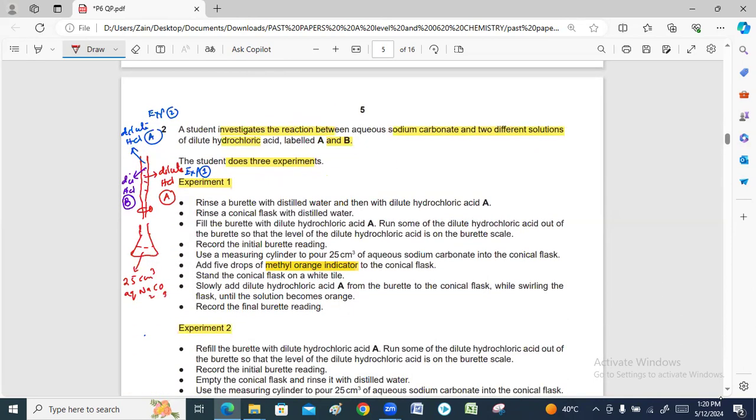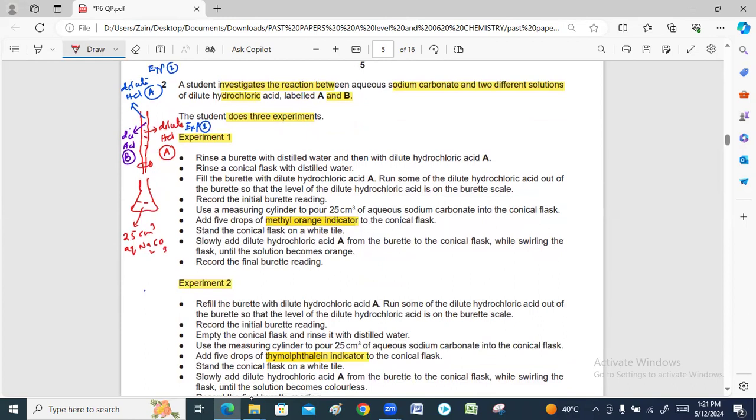Then this is another question. A student investigates the reaction between aqueous sodium carbonate and two different solutions of dilute hydrochloric acid labeled A and B. The student does three experiments: experiment one, two, and three. There is a lot of information, so you can pause the video and look at the information regarding the question and experiments one, two, and three. Then I will let you know the answers.